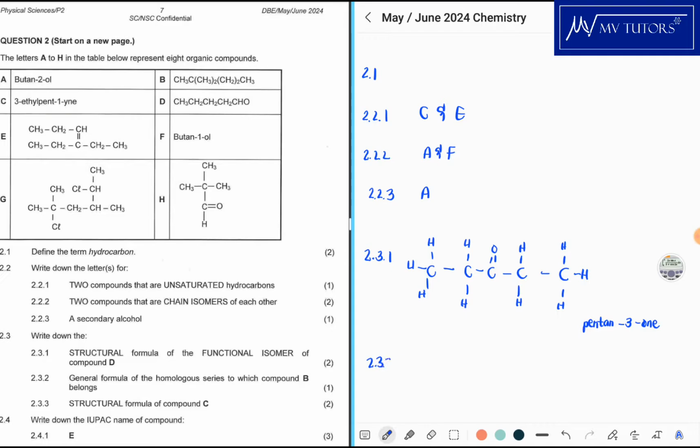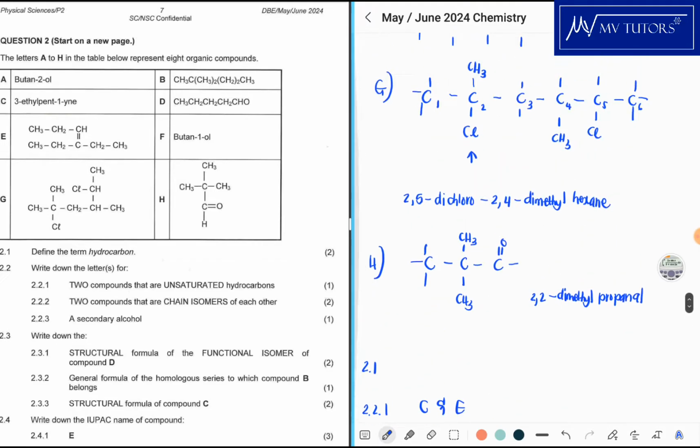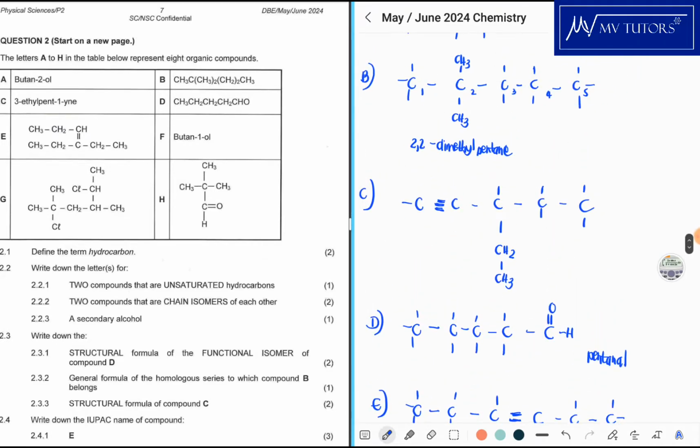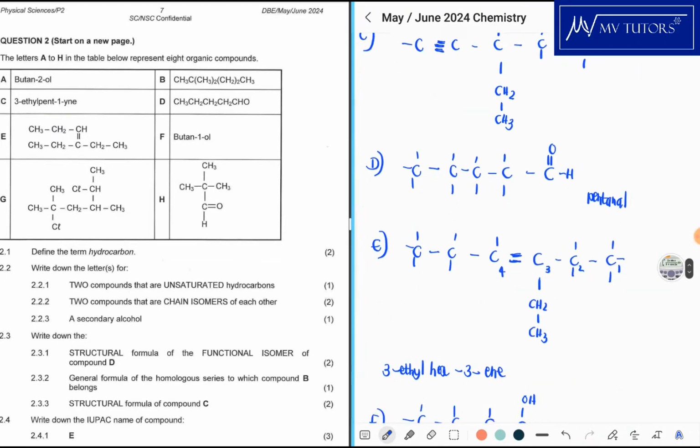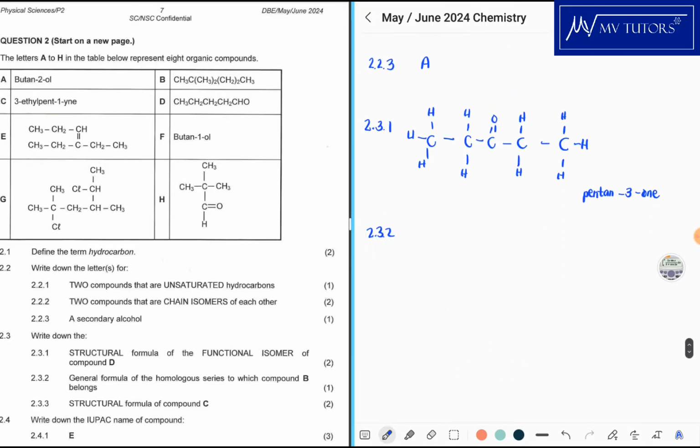Now 2.3.2. General formula of the homologous series to which compound B belongs. So remember, compound B is an alkane. It is 2,2-dimethylpentane. And if you have an alkane, you have CnH2n+2. All right, and you can go and count. You'll see that it supports this formula.